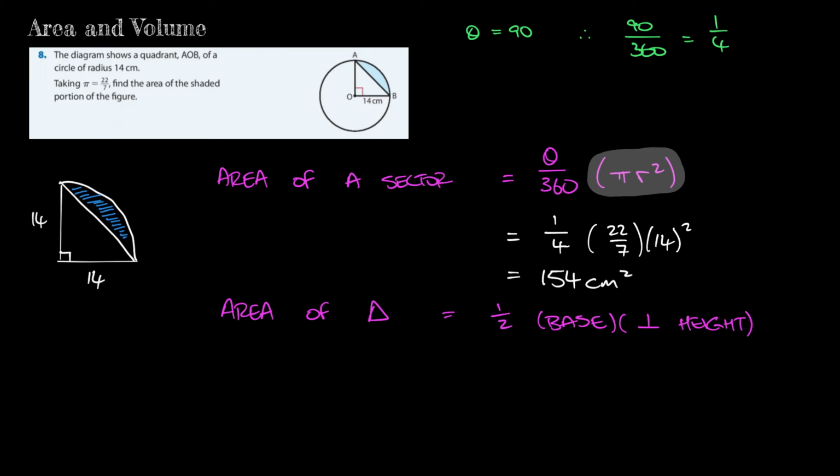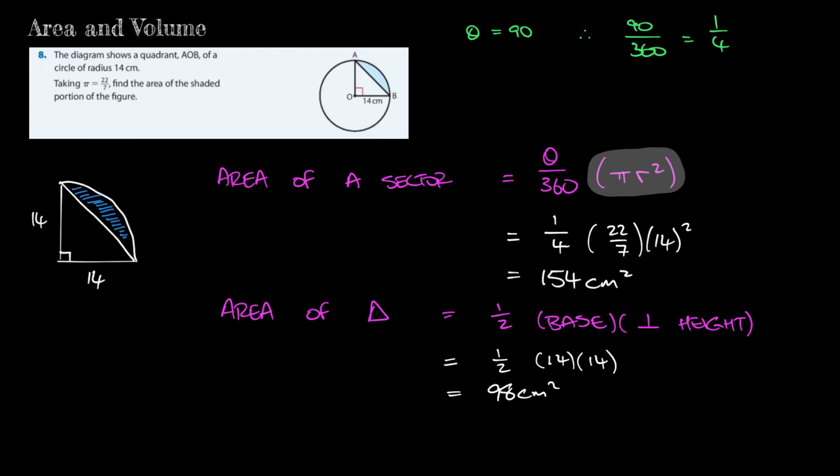So the area of a triangle is half the base times the perpendicular height. In this case, it's 1/2 of the base, which is 14, times the perpendicular height, which is 14, and half of 14 times 14 is 98. And again, that's centimeters squared.